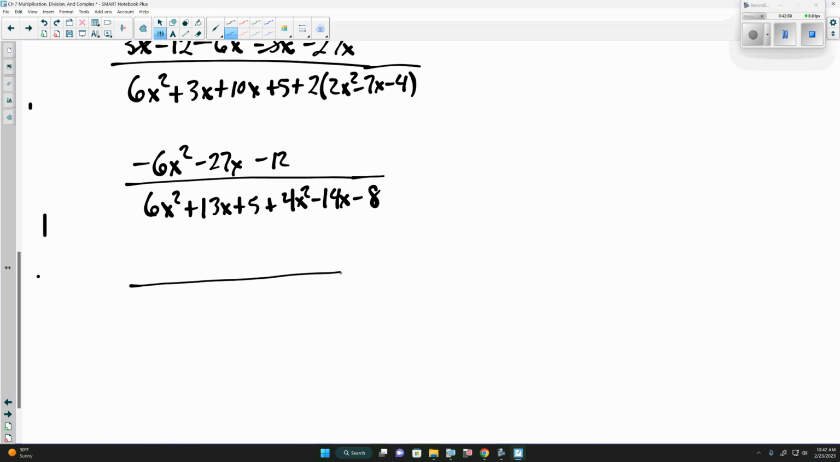We'd get this here. Now I'm going to do some steps up top because we can factor out a negative 3, which would give us 2x squared plus 9x plus 4. The denominator, we'd get 10x squared minus x minus 3.